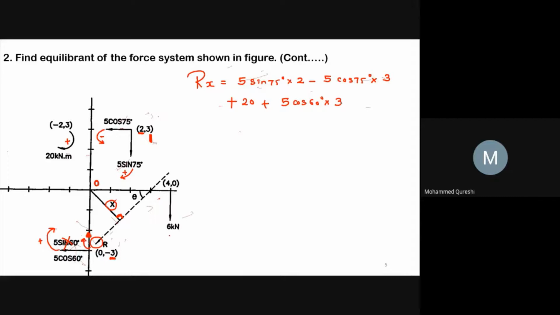And lastly, this 6 kilonewton force will move towards point O over here. So plus 6 into this vertical force will makes the perpendicular distance with horizontal axis, so plus 6 into 4. And after putting the value of capital R as 8.98 we had obtained in the previous slide, we will get the value of X as 6.37 meter from point O.